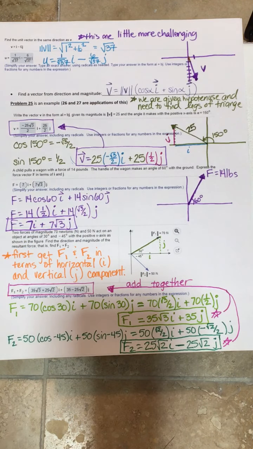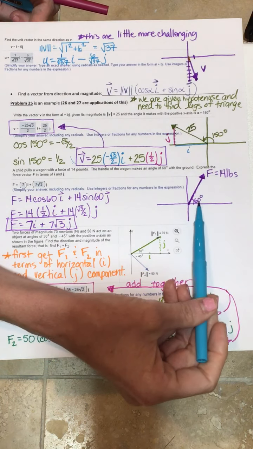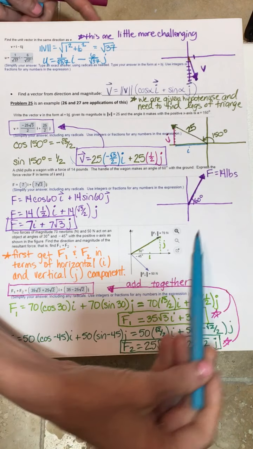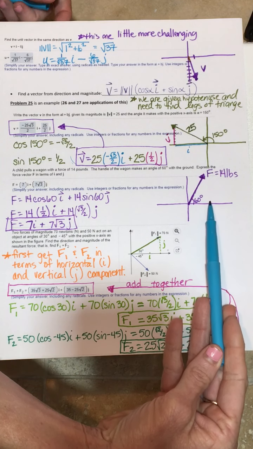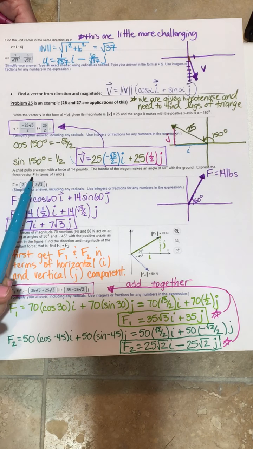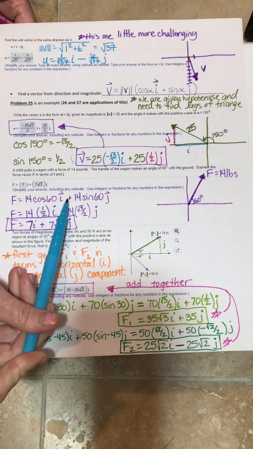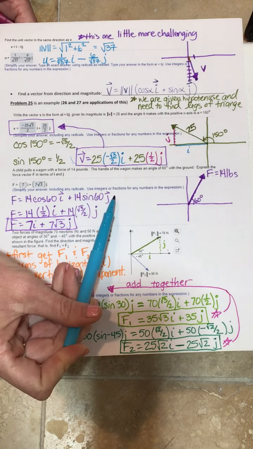So we need to find the cosine and the sine of 60 degrees. The cosine of 60 degrees is 1/2, right? Here's our triangle, 1 over 2. Our sine of 60 degrees is the square root of 3 over 2. So we plug it into our formula. I have F equals 14, because that's my force, that's my magnitude, cosine of 60 i plus 14 sine of 60 j.